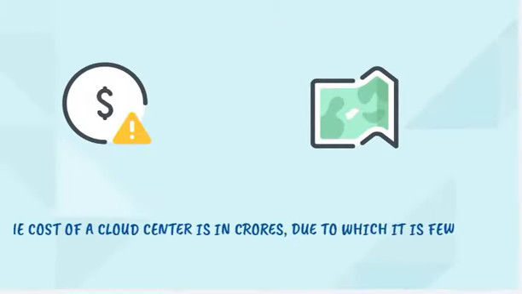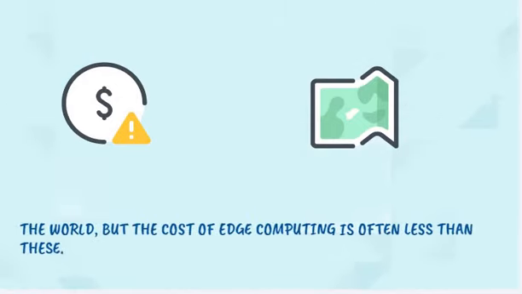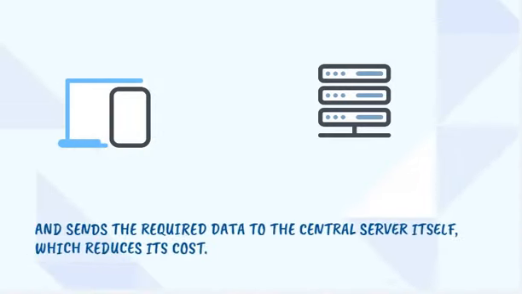4. Cost. The cost of a cloud center is in crores, due to which there are few in the world, but the cost of edge computing is often less than these. One can use the device based on the Internet of Things because it processes the data locally and sends the required data to the central server itself, which reduces its cost.